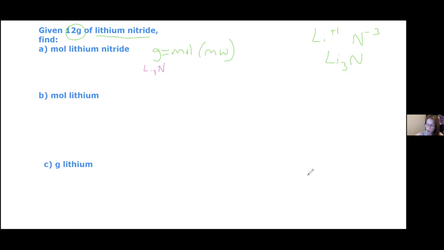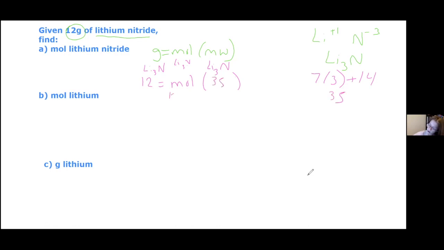Grams of lithium nitride. I need the moles of lithium nitride. And I'll want to use the molecular weight of lithium nitride. So everything in that formula has to be of the same thing. Right now, since my grams are of Li3N, I'll be able to solve for the moles of Li3N, and I need to use the molecular weight of Li3N. Or 7 times 3 lithiums plus 14, that gives us a molecular weight of 35.